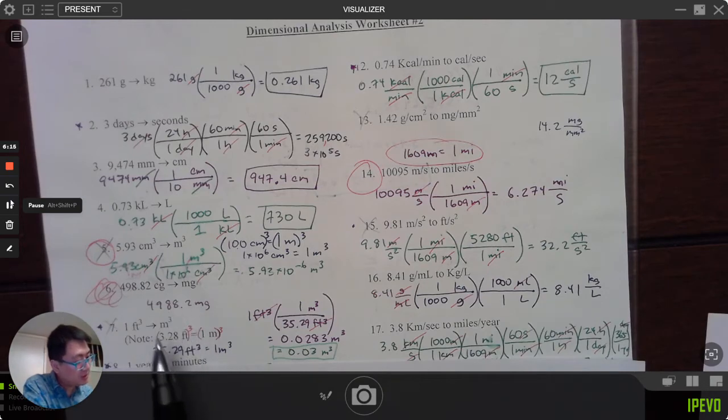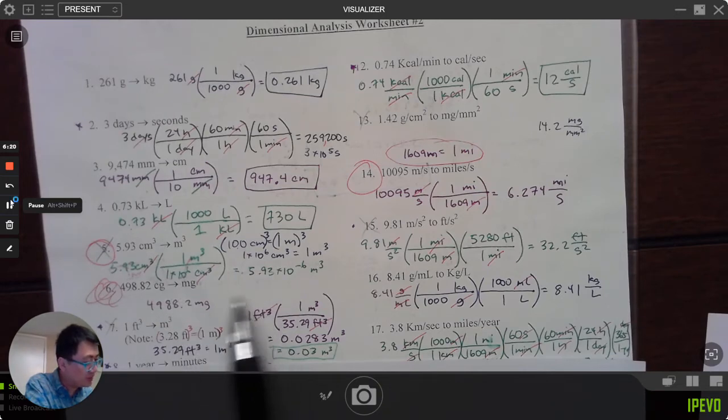Question number 6. I don't know why I skipped it right here, but there's the answer for now. I probably ran out of room for space. I'm just going to skip that one for now.